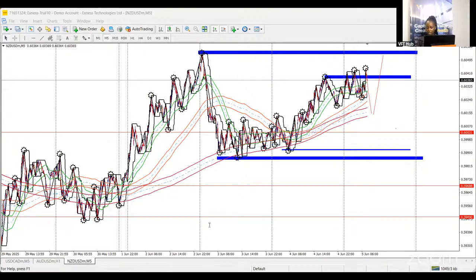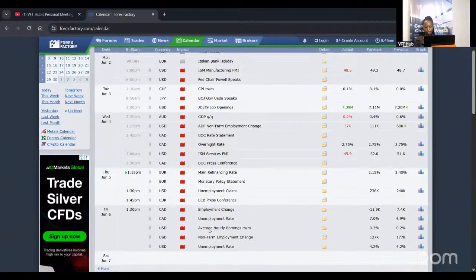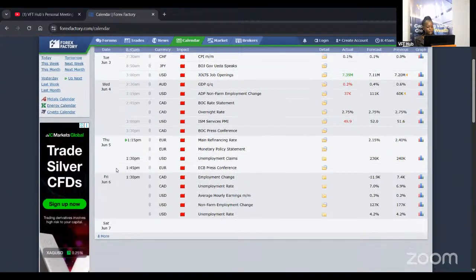Today is the... perfect. So today is the 6th, right? Thursday, the 5th. Today is the 5th. And we have unemployment claims coming out by 1:30 p.m. on the dollar. I paid attention to USD only because the asset classes I looked at are dollar correlated pairs.